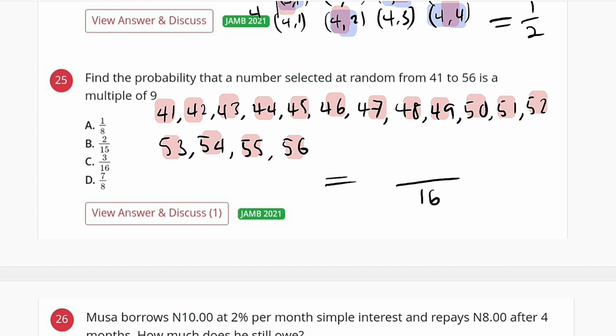So all we have to find out is how many numbers out of this set is divisible by 9. Then we write the number of numbers here to the top. So we don't have to waste time testing for all of these numbers. But I know the two numbers that are divisible are 45 and 54. So we have 2 of them here, which is equal to 1 over 8. So we have option A here.